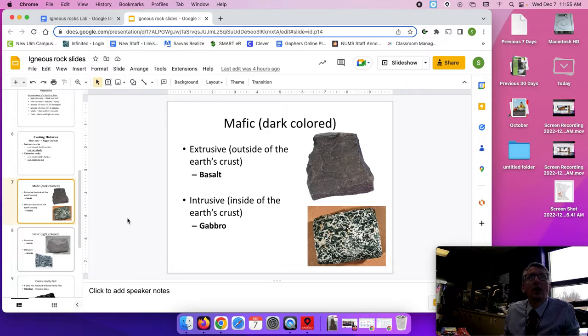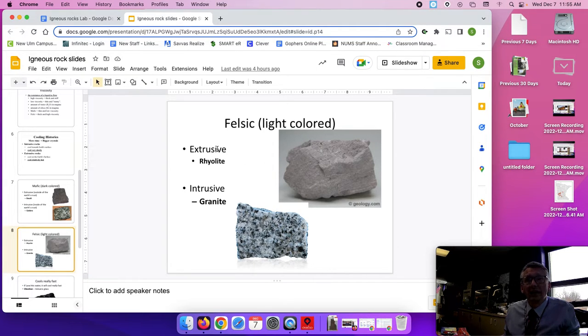Mafic, dark. Felsic is going to be light colored, and if it's extrusive, above the ground surface, we have rhyolite, and if it's intrusive, we have granite. Okay, so most of the time when you find rhyolite, or extrusive felsic, it's going to have little air holes in it because most of the time felsic is going to come from an explosion. So a lot of times it's going to have little air holes. Granite is going to be light colored with larger crystals.